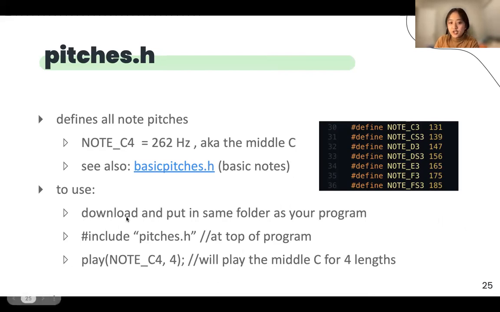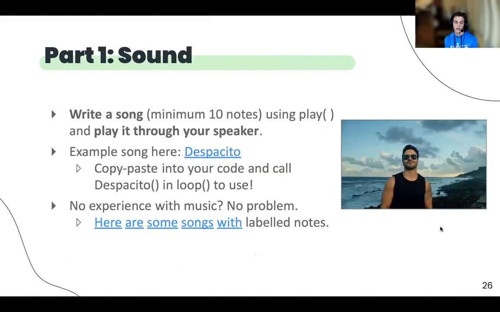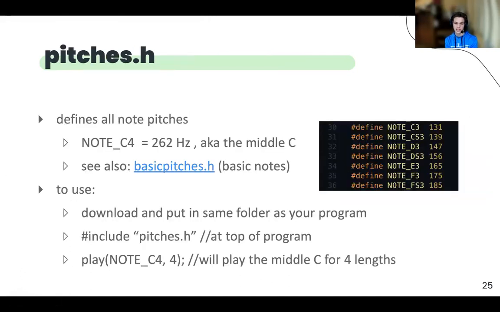To use it, just download it and put it into the same folder as your program. That's really important, otherwise your code won't be able to run because it won't be able to identify what library you're talking about. And always include #include pitches.h at the top, and then you can use those defined values in your play function, which will also be talked about in your spec. So you don't have to understand exactly what play does just now. And if you want to look at all the different notes in that library, you can open the .h file, which is just a text file, and it has all those defines for the different notes that you can use.